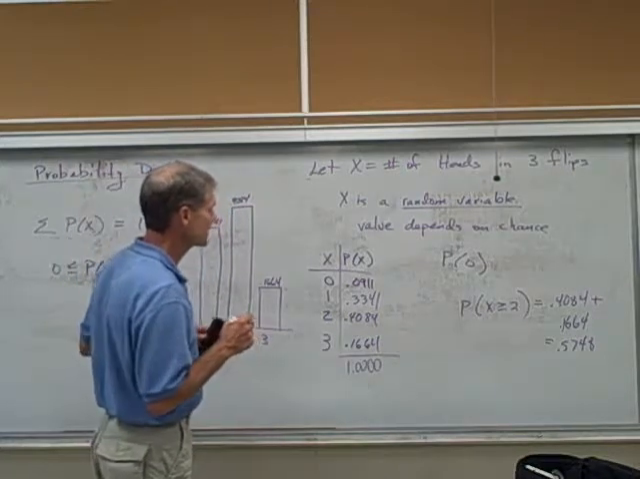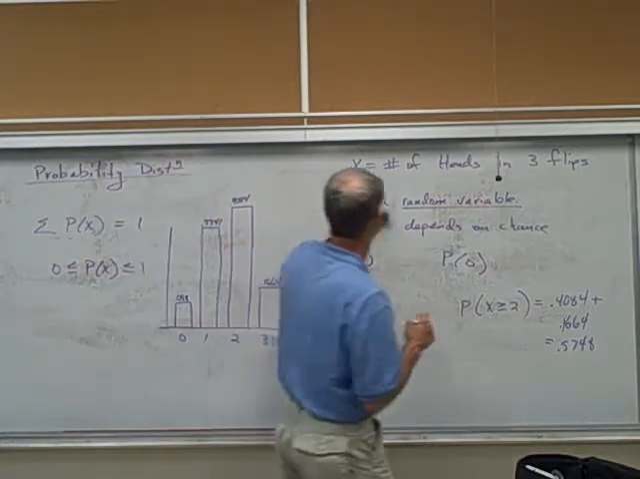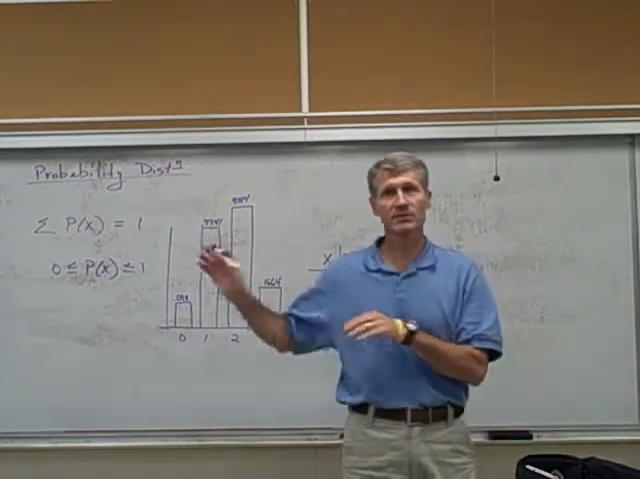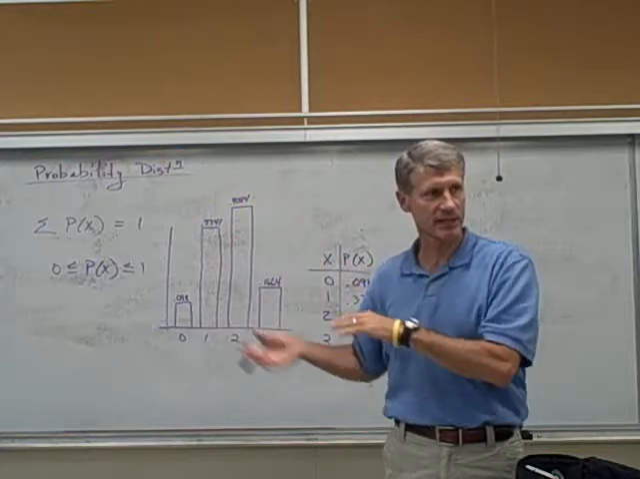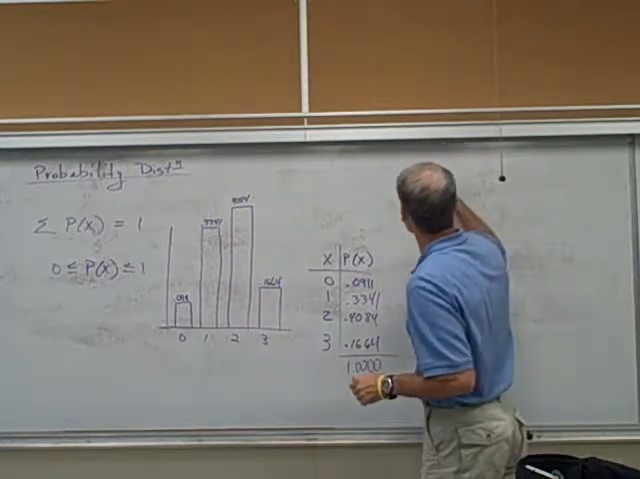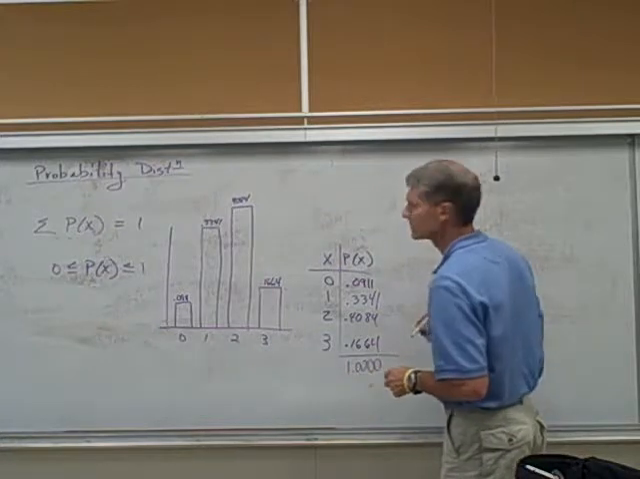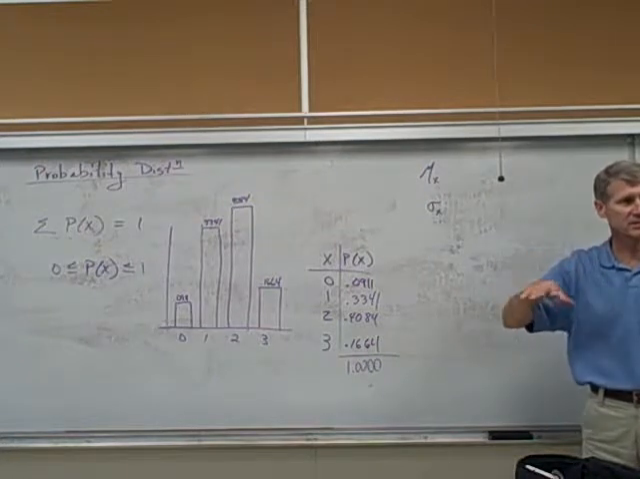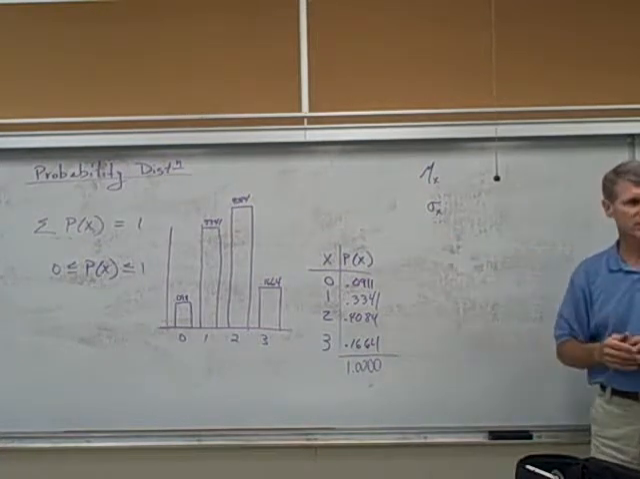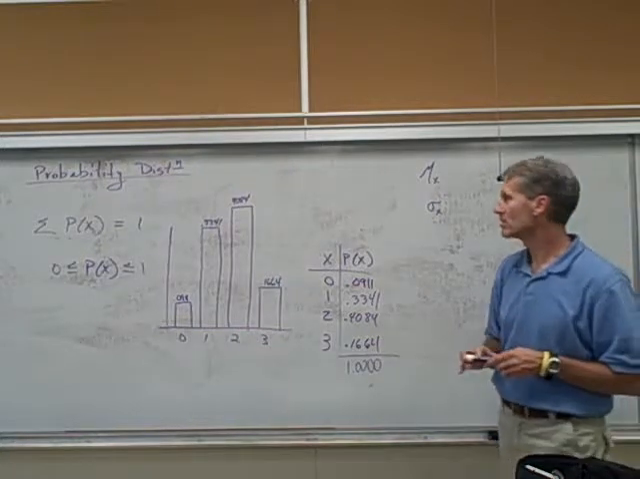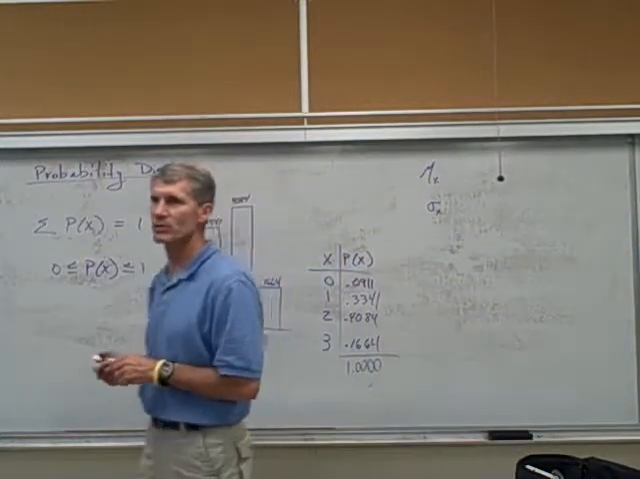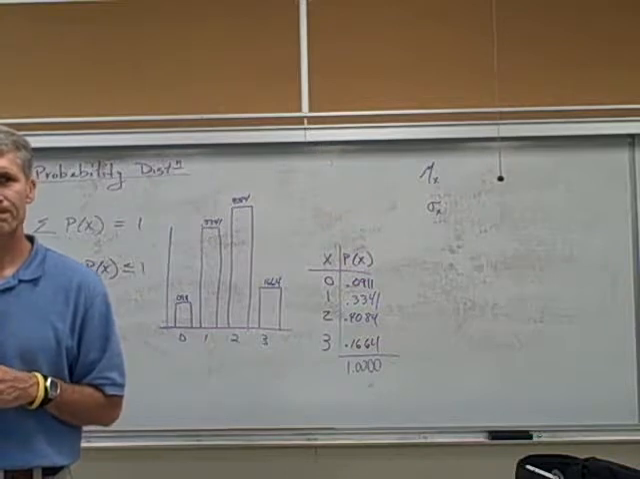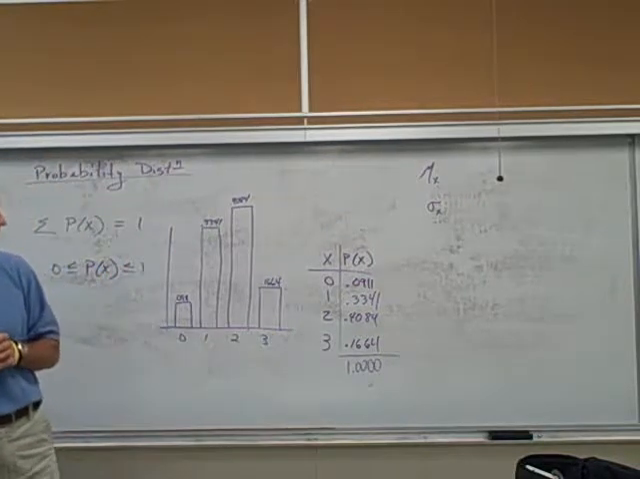Now, I guess I can get rid of this. Probability distributions, whether they're discrete like this or continuous like next time, have a mean and a standard deviation. Just like population distributions and data distributions have means and standard deviations, so do probability distributions. And it has the same interpretation. What is the interpretation of the mean of a distribution? Okay, it's the average.